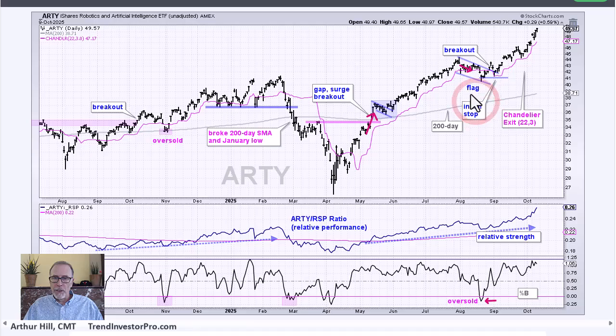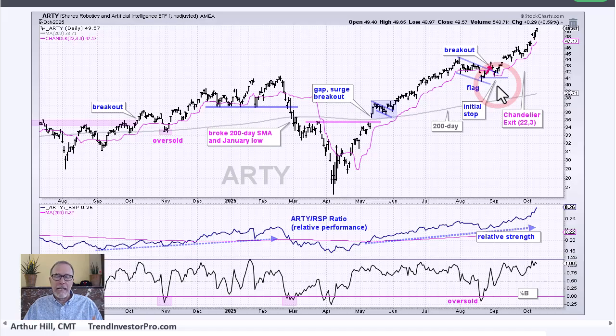You're oversold, and then you can draw some lines and see a flag. Now, what the flag also does is it gives you a signal level to watch to signal that the flag is falling. So that's a short-term downtrend. And so you need a signal to suggest that that short-term downtrend is reversed. And we got that with the breakout in late August. And we put this in the August 26th report on TrendInvestorPro.com.